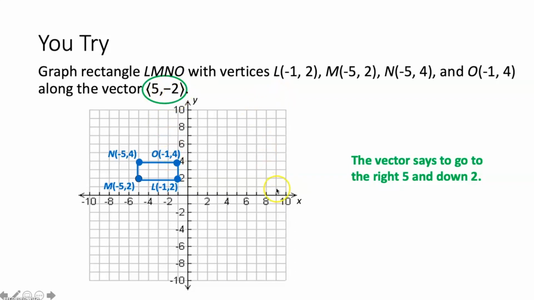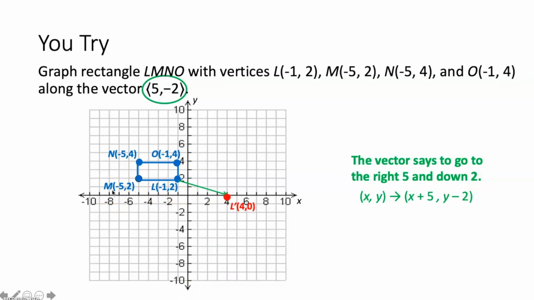You could also think about it in terms of function notation. I'm going to take each ordered pair and add 5 to the x-coordinate and subtract 2 from the y-coordinate. So let's use this to translate our given rectangle. I start with point L, and I'm going to add 5 to my x-coordinate and subtract 2 from my y-coordinate. So when I add 5 to my x-coordinate, I get 4. When I subtract 2 from my y-coordinate, I get 0. So L prime is going to be at 4, 0.